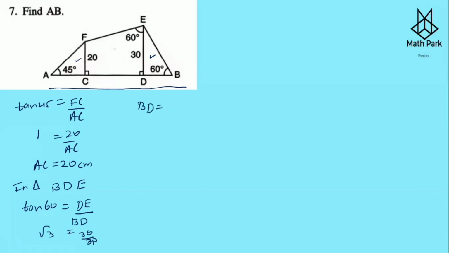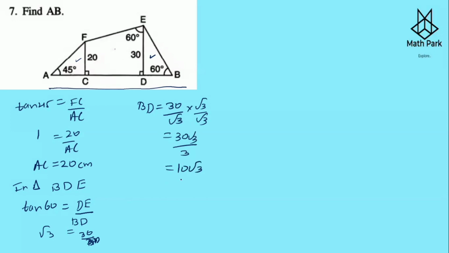So this is how you get BD is equal to, cross multiplying, 30 upon root 3. The denominator is BD. Okay, this is BD, not able to write here. So you get BD is equal to 30 upon root 3. If you rationalize this, you get 30 root 3 upon 3, which is 10 root 3. Okay, so 10 root 3.